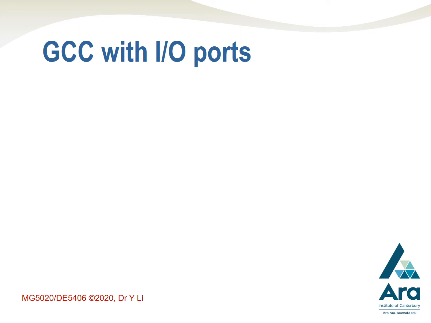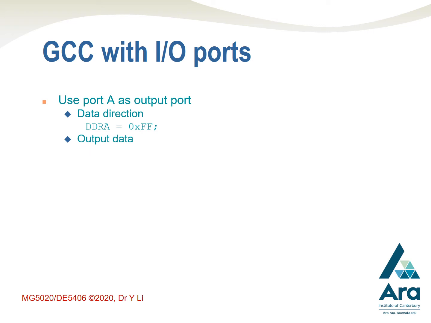Now let's look at how to use GCC to set up the I/O ports and use them for input and output. How to use port A for output. To output to the port, we need to define the data direction as output, which means we need to write 1 to all bits in DDRA. We have done that before in our first C program. After we have defined the port as output, then we output data to it. Say we output the value held by the variable x to PORTA using this statement.